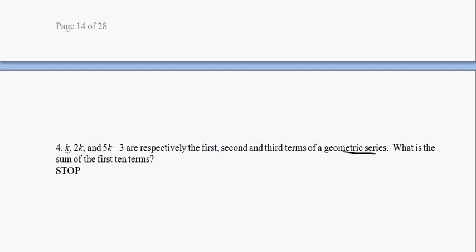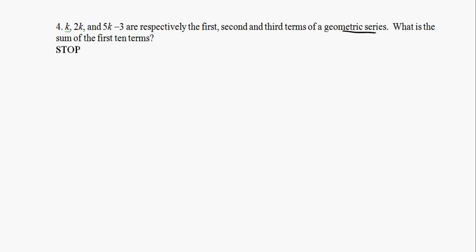And our last problem we're going to look at is we have 3 consecutive terms of a geometric series. What is the sum of the first 10 terms? So we need to know what the common ratio is and the first term, and then we can just apply the formula for 10 terms. So we don't know what the common ratio is, but we do know the common ratio is the quotient of 2 consecutive terms. So let's divide 2k by k. So that gives me a common ratio of 2, so that's part of what we need, but we also need to know what the first term is, and we don't know what k is equal to.